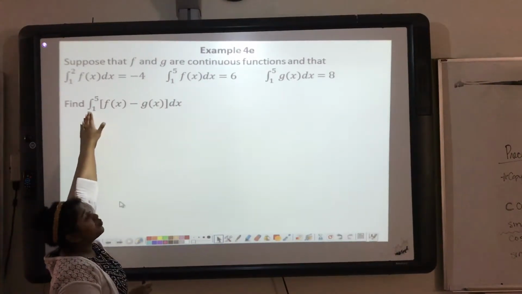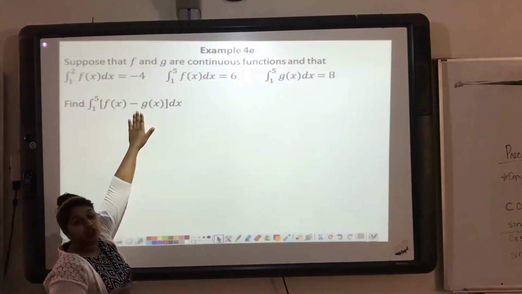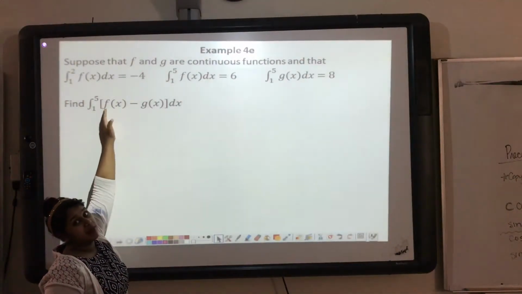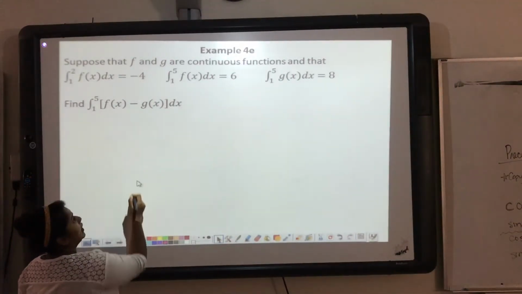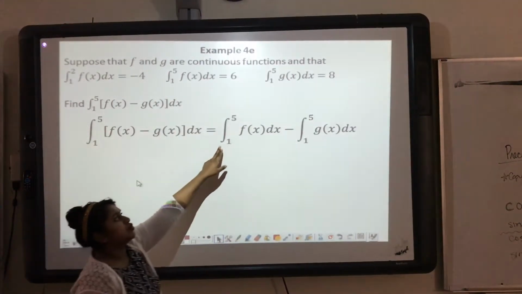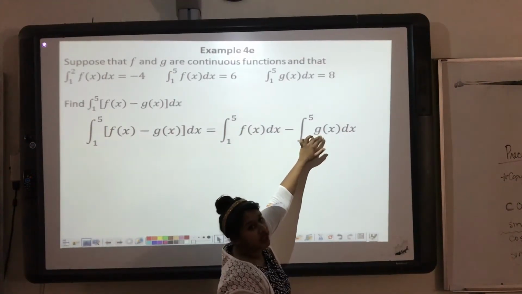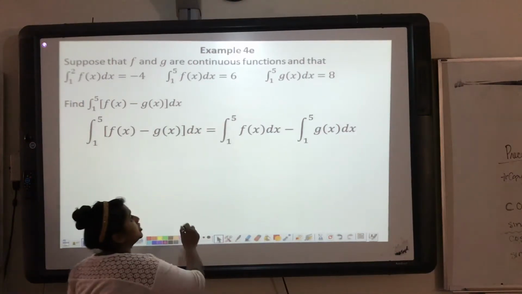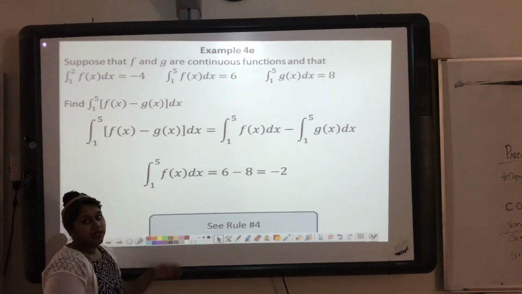Okay, here's another rule. We're going from 1 to 5 of now this value, f of x minus g of x. You should recognize this rule. I got something plus or minus something, so that's my sum and difference rule. I can split it up. So now this becomes the integral from 1 to 5 of f of x minus the definite integral from 1 to 5 of g of x. We have both of that information, so we plug that in, 6 and 8, and we get -2.